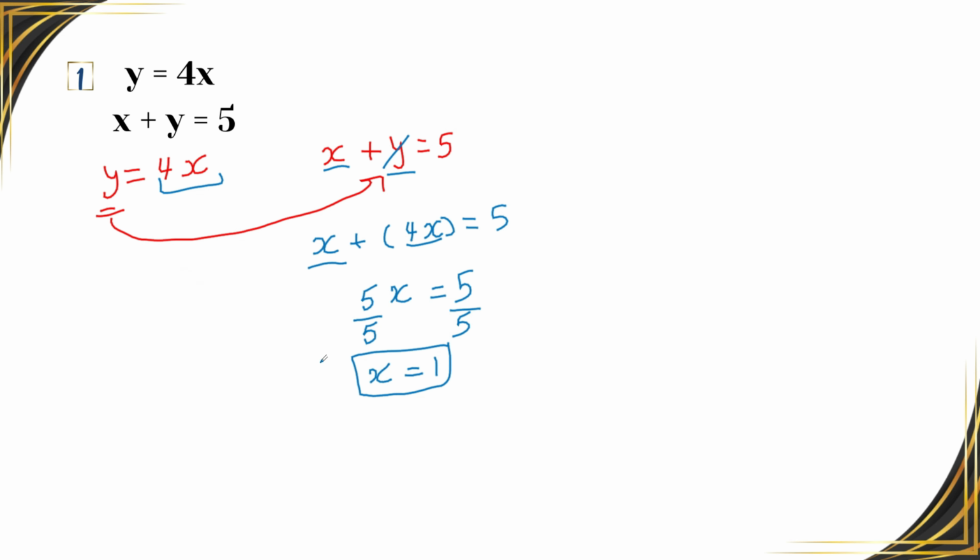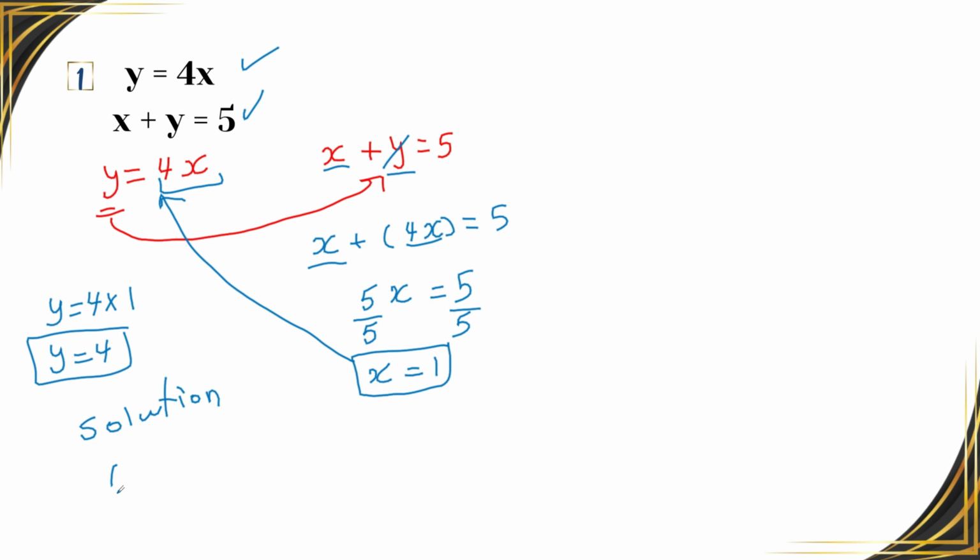Now we should find the other variable, y. How can we find it? By substituting x equals 1 in this equation. Or you can use either one from here, but it's easy to substitute here. y equals 4x, you replace this x with 1, then 4 times 1, so y equals 4. Now we have x and y, so the solution we write as an ordered pair: x will be 1 and y will be 4.